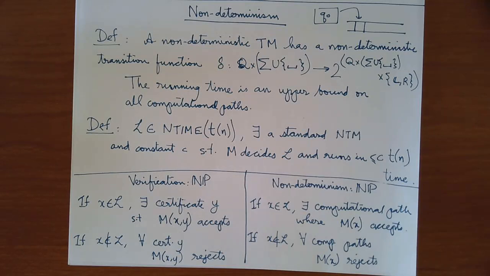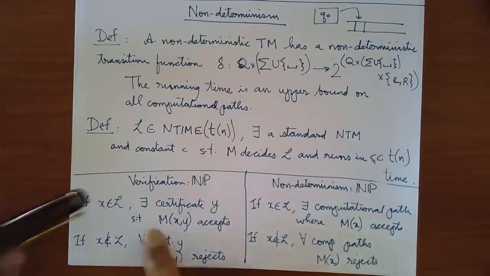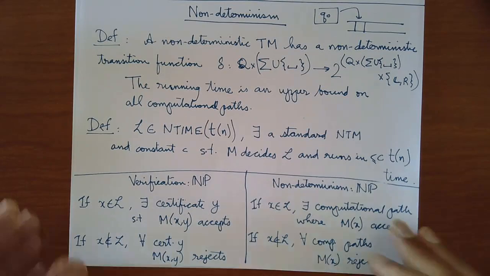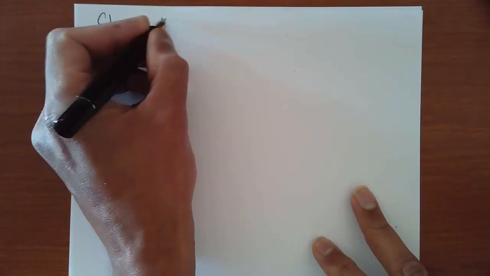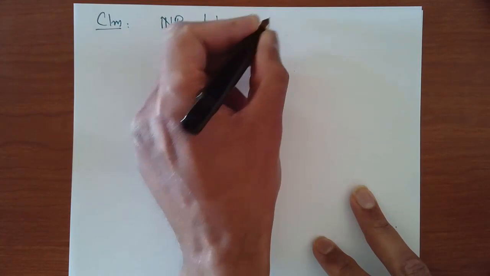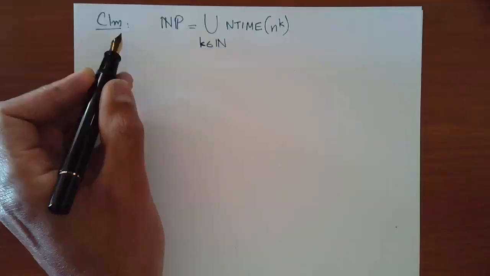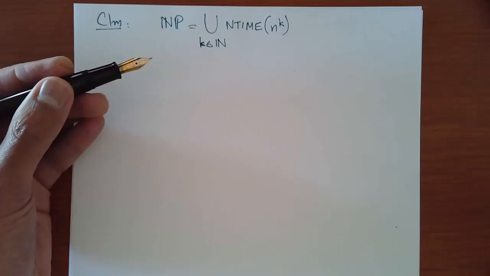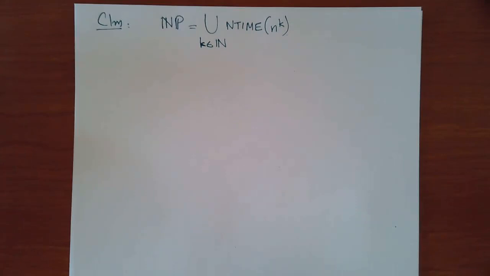We defined NP in terms of verification, but you can also define it in terms of non-determinism. So I'm not going to explicitly prove this, but I think hopefully it is fairly obvious from the previous discussion that NP is just the union, over k in N, of non-deterministic time n to the k. Now, the reason I say this is a claim and not a definition is because we defined NP in terms of verification, and so this is making an explicit claim. Okay?